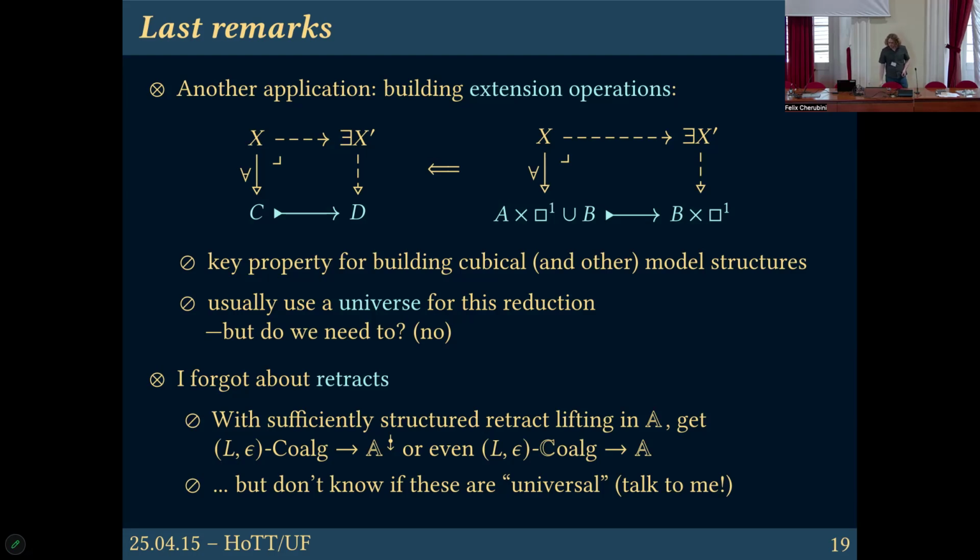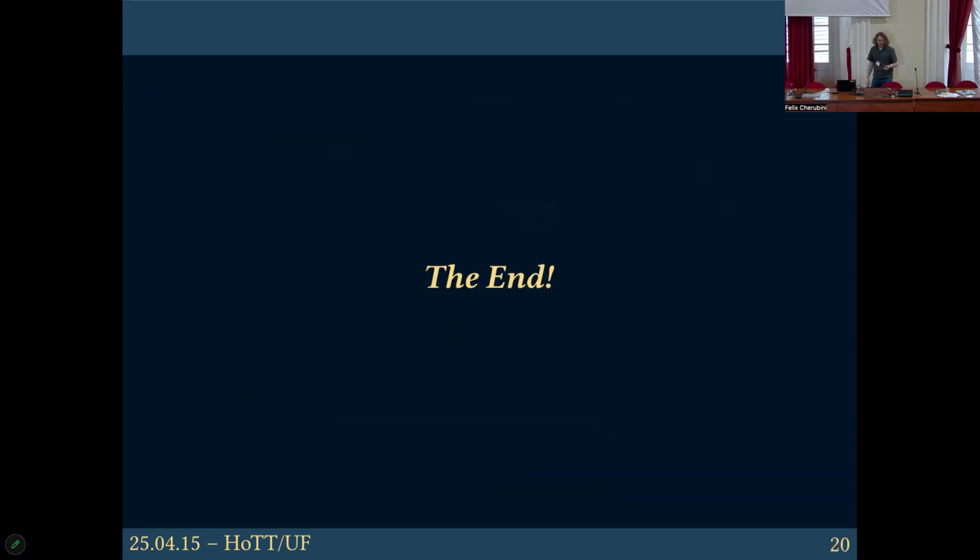And for Quillen's small object argument, I also talked about retracts, and I seem to have forgotten to talk about that in our case. There is something you can do, but you get this map and it's not really canonical, and we don't know whether there's a universal property that these things have. So if you're interested in what the problem is there, it's kind of easy to summarize, and I would be happy to talk about it. That's it.